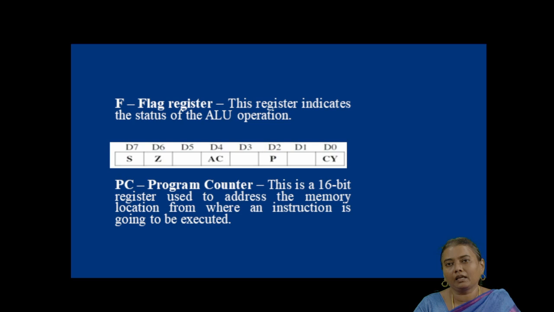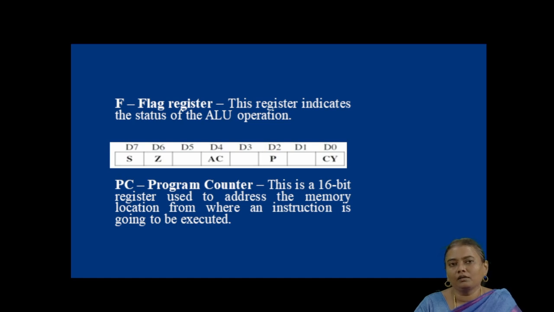Then auxiliary carry is nothing but the intermediate carry. An 8-bit binary number can be divided into 2 nibbles. The carry from one nibble to the other nibble is known as the auxiliary carry. When there is an auxiliary carry, the auxiliary carry flag will be set, but this cannot be used by the user in writing a program.